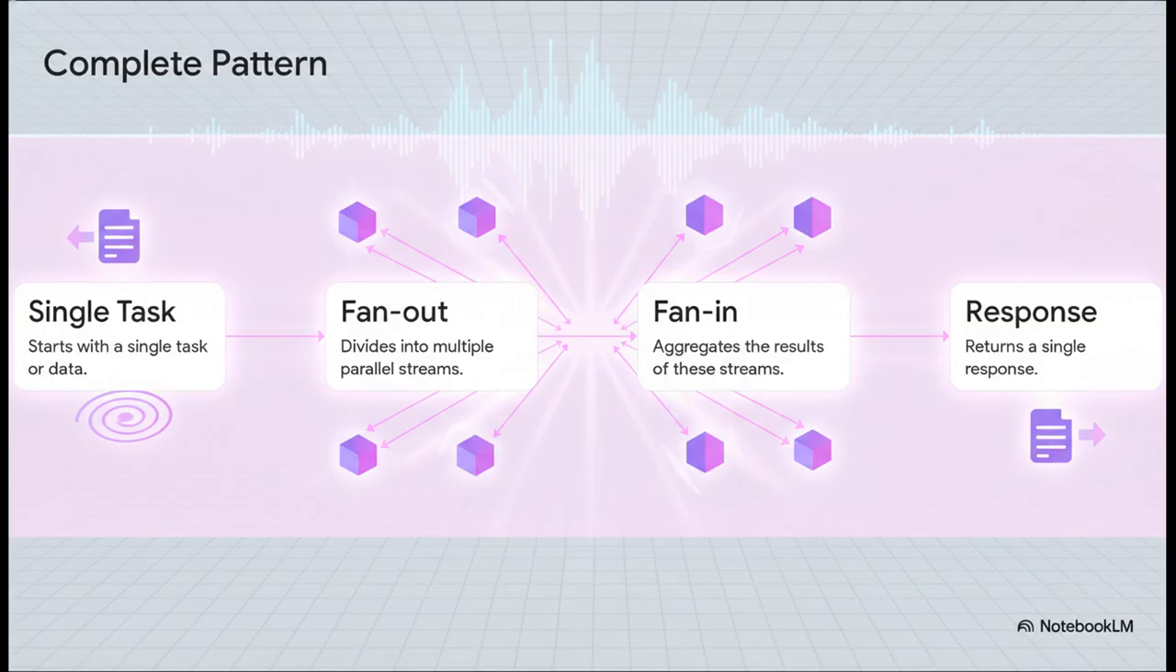So, pulling all of this together, here is your complete microservices lifecycle. Step 1, a single complex task arrives from the user. Step 2, the fan-out architecture rapidly splits that task into parallel streams to save time. Step 3, once those individual microservices do their thing, the fan-in architecture steps up to aggregate the results. And finally, step 4, a single unified response is seamlessly delivered back to you, the user.